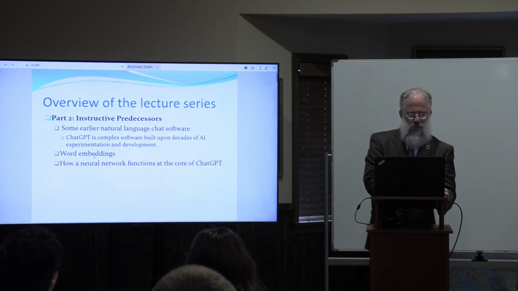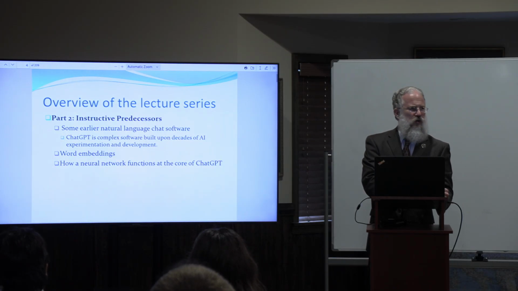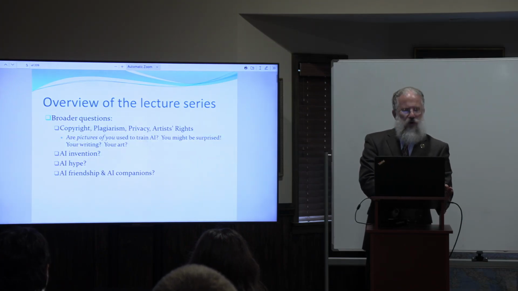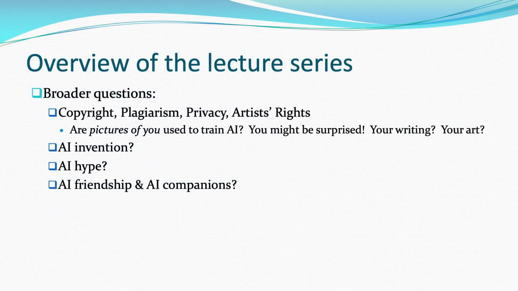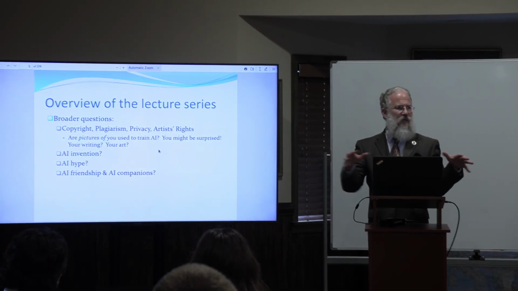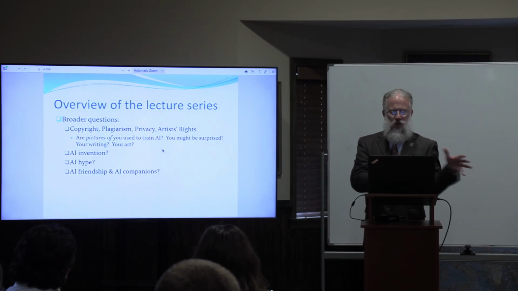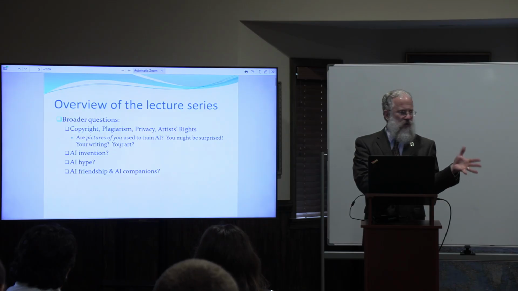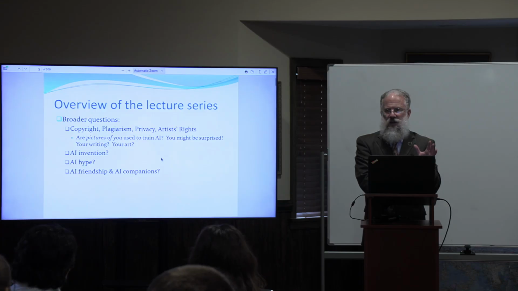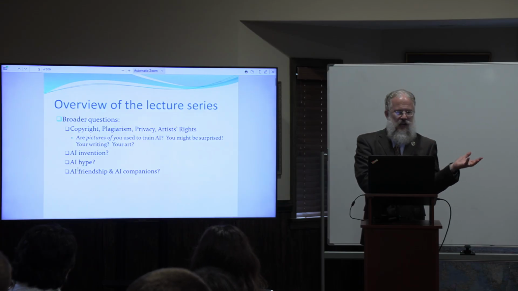And so we'll talk about some things like word embeddings and what's a neural network and how does that function in part 2. And then we'll get into some broader questions, because I think you can't really intelligently address broader questions about the use of AI unless you understand how it works. If it's just sort of a magic black box, then people get carried away in all kinds of different directions. So the reason for my little bit of tech deep dive in part 2 is so that you can then address more intelligently issues like copyright and plagiarism and privacy and artist rights, and then does AI invent stuff?